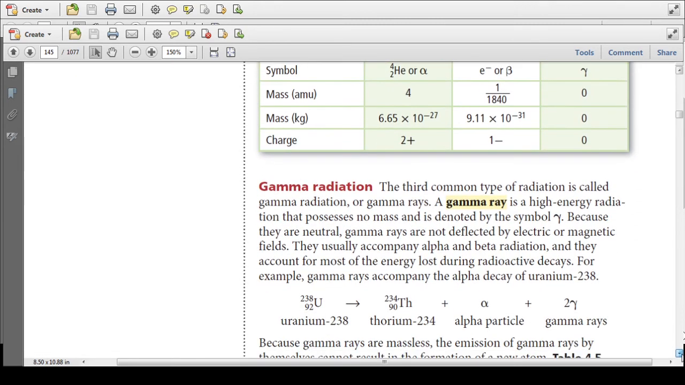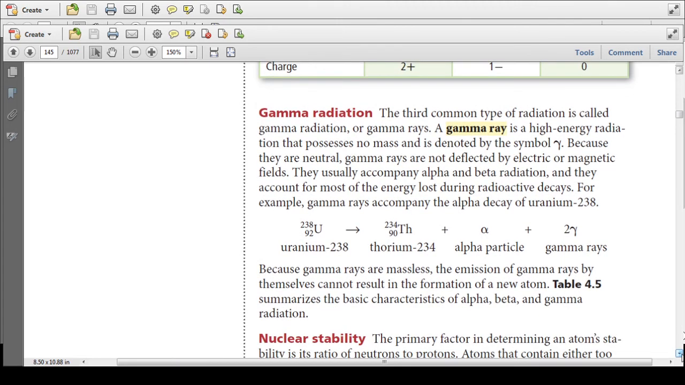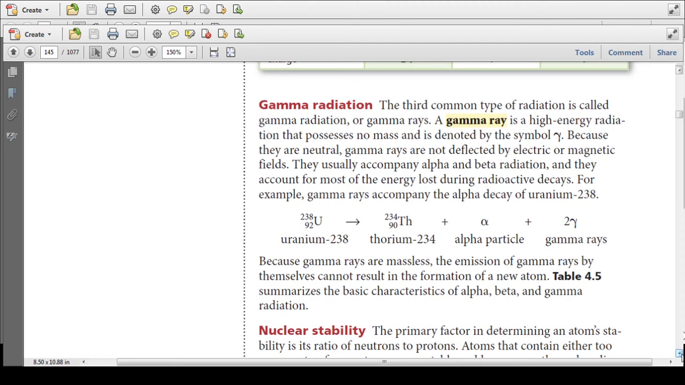The third type of radiation is gamma radiation, or gamma rays. A gamma ray is a high energy radiation that possesses no mass and is denoted by the Greek letter gamma. Because they are neutral, gamma rays are not deflected by electrical or magnetic fields. They usually accompany alpha and beta radiation, and they account for most of the energy lost during a radioactive decay. For example, gamma rays accompany the alpha decay of uranium-238.